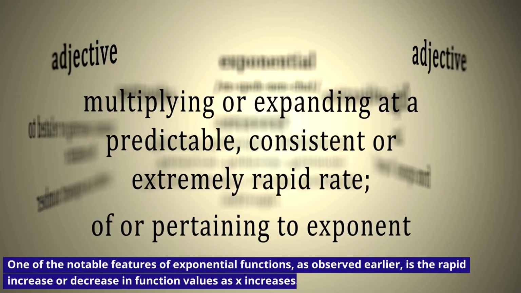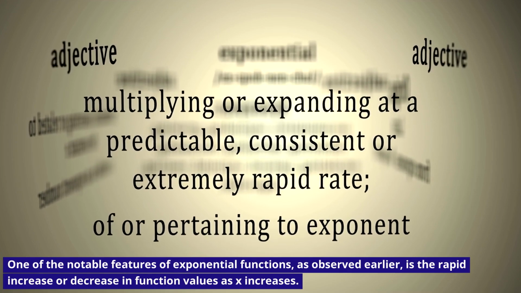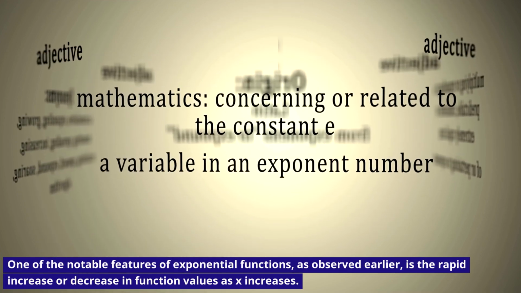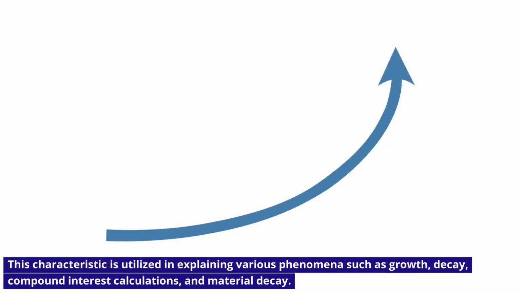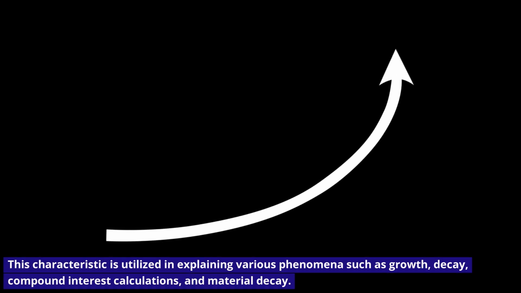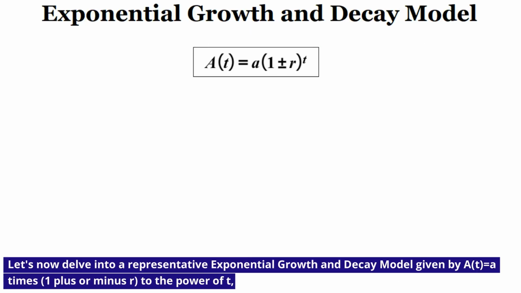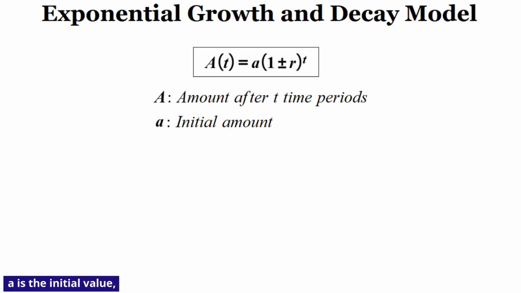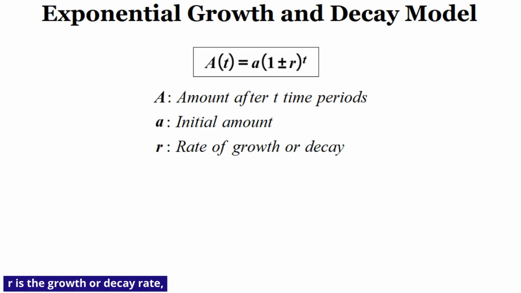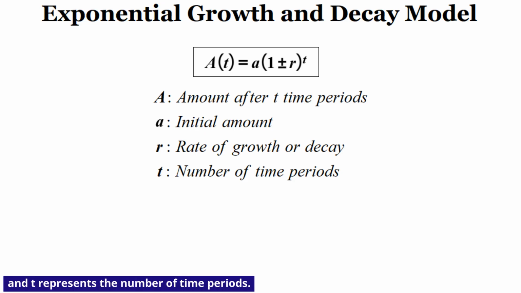One of the notable features of exponential functions, as observed earlier, is the rapid increase or decrease in function values as x increases. This characteristic is utilized in explaining various phenomena such as growth, decay, compound interest calculations, and material decay. Let's now delve into a representative exponential growth and decay model given by A(t) equals a times (1 plus or minus r) to the power of t. A(t) is the function value after time t. a is the initial value. r is the growth or decay rate. And t represents the number of time periods.